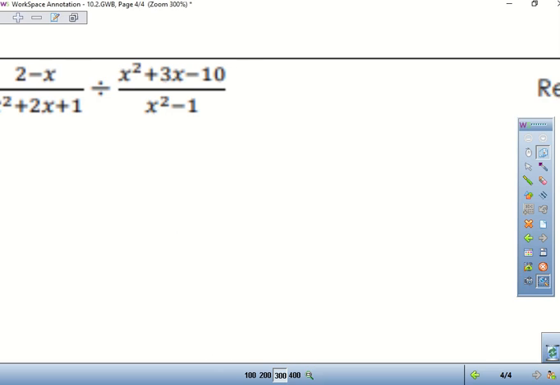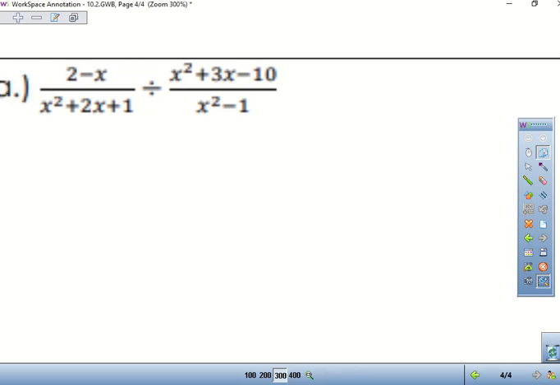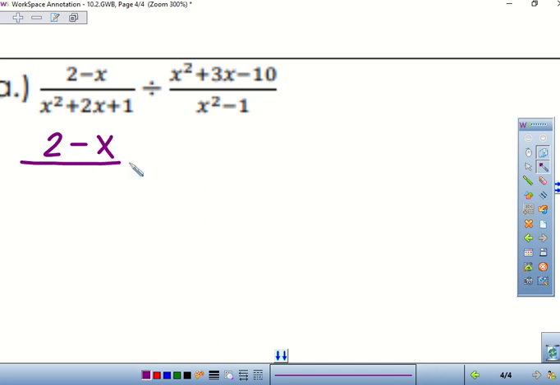So first thing we're going to do is factor this whole thing. Step 1, factor the whole entire thing, okay? So the top is going to stay as is. What's the bottom going to factor into? Good, x plus 1 and x plus 1, times.